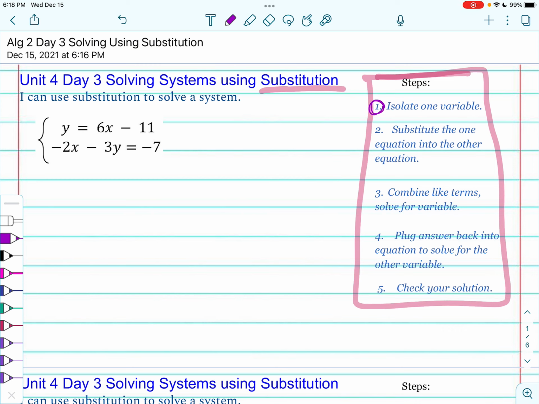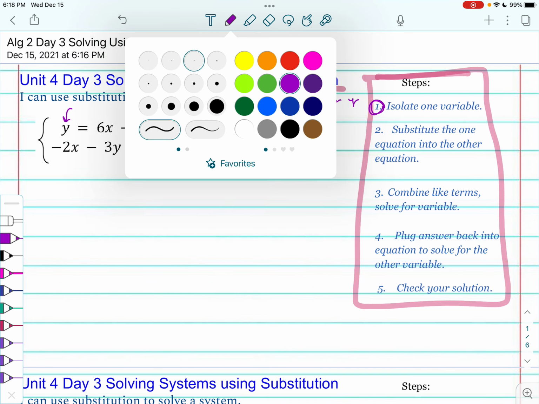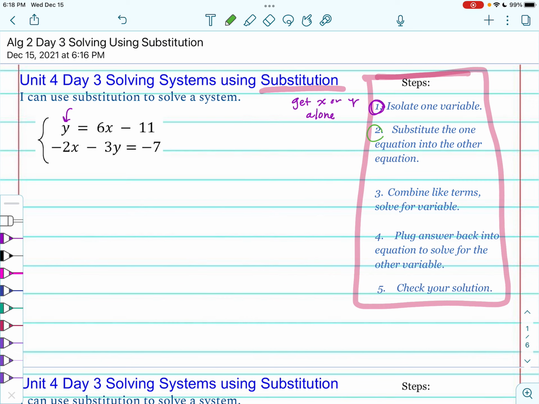All right. So I'll do my best to color code these. Isolate one variable. I have it right here. That means get X or Y alone. Oftentimes it doesn't matter. Okay, so I need to get one of them alone. I have that. Okay, so there's step 1. Step 2, substitute it into the other equation. So I'm going to plug it in right here. I know what Y equals. Y equals this. And I'm going to plug it in right here.